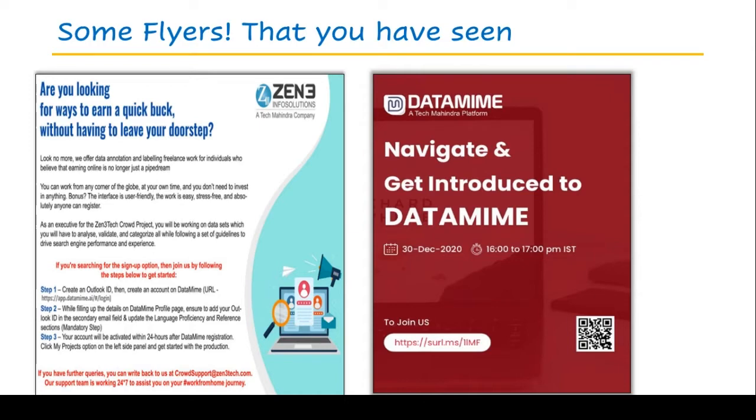The second important step is to fill in the details on the profile page. The first one is, like I said, the Outlook ID as a secondary email, and the second is the language proficiency. These two are the mandatory steps that you have to fill in on the profile page on your DataMine. So this second step talks about that.